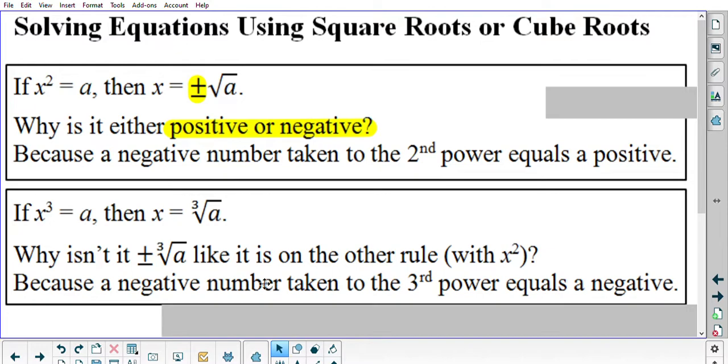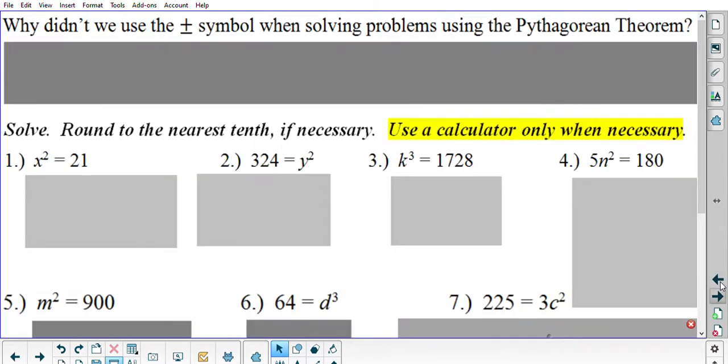So unlike the x to the second power type of problems where you have to have a positive or negative answer, if it's x to the third power, the negative answer is not going to help you here, because the negative number to the third power actually equals a negative, not a positive. And again, if that doesn't make much sense to you, you'll see what I mean when we get to some examples. All right.